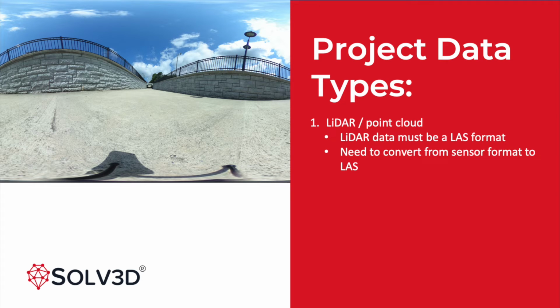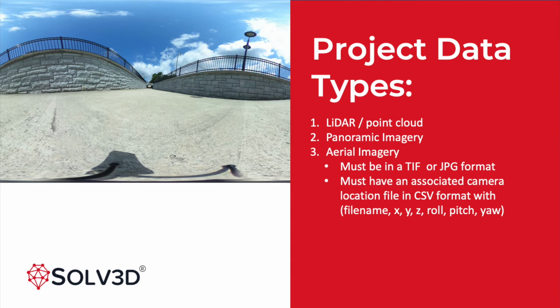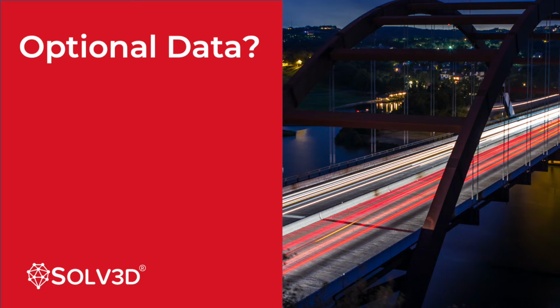If you're synthesizing point clouds from imagery, you're going to make sure that it's in an LAS format as well. And for the imagery itself, especially the panoramics, they need to be in a JPEG or PNG format. And they should also include a corresponding CSV file that describes each of the locations of those panoramics, the XYZ, the roll, pitch, yaw, etc. And if you're looking at orthomosaic imagery, like aerial imagery, it is probably in a TIFF or a compressed JPEG format.